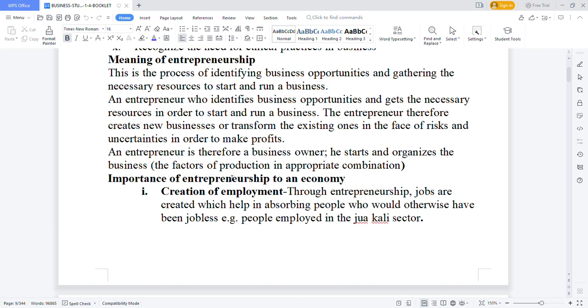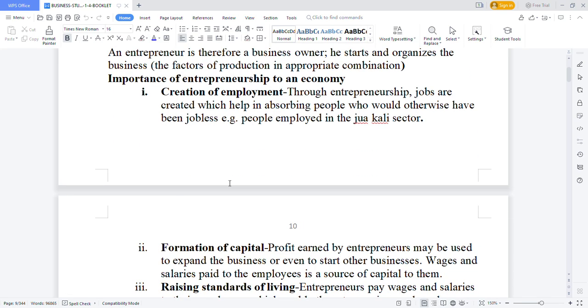An entrepreneur is a person who identifies business opportunities and gets the necessary resources in order to start and run a business. What are some of the importance of entrepreneurship to an economy? What are the importance of starting a business in an economy? Importance of entrepreneurship to an economy.